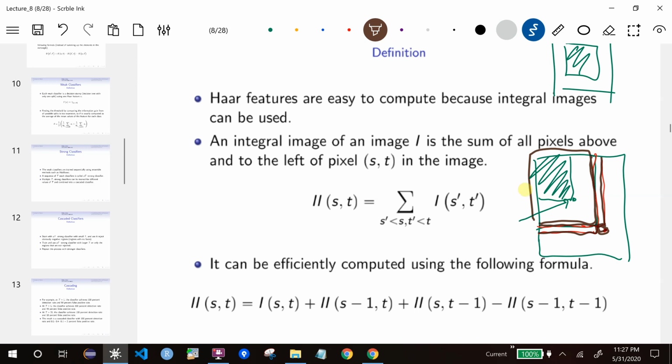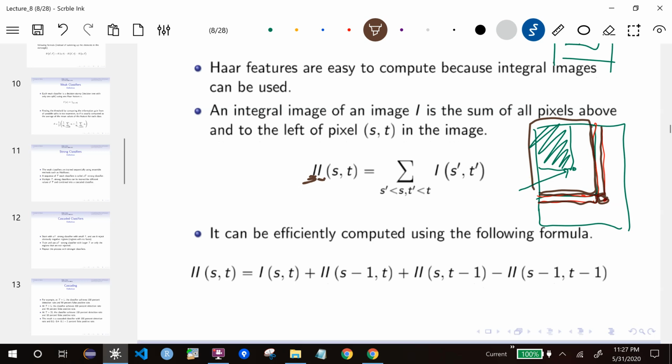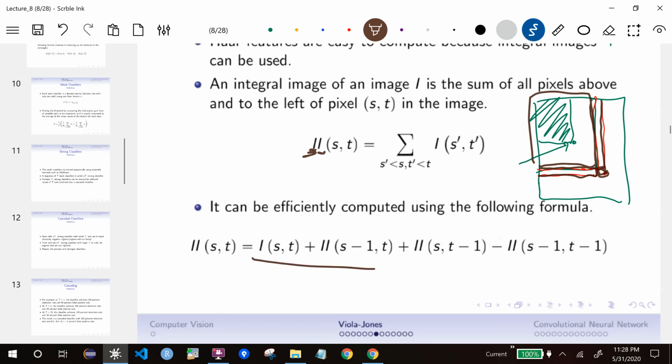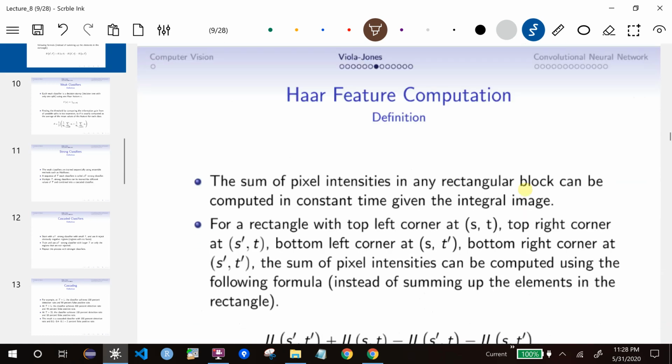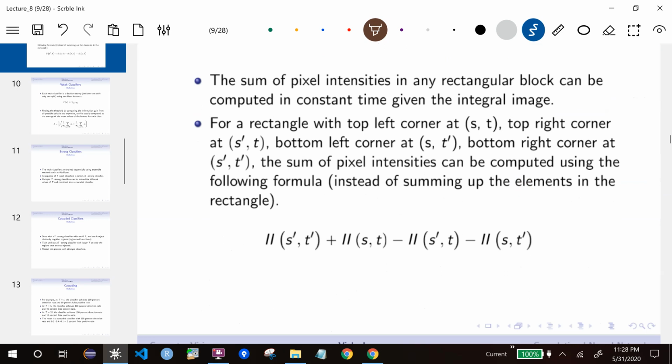Instead of every time needing to sum up everything. So that makes computing the integral image very fast. And here the notation I'm using is the first I is integral and the second I is that particular image. So it may not be a good notation. And this is basically the formula that I just described. And we can use the same logic to compute the sum in any rectangular region, basically, for the Haar feature.